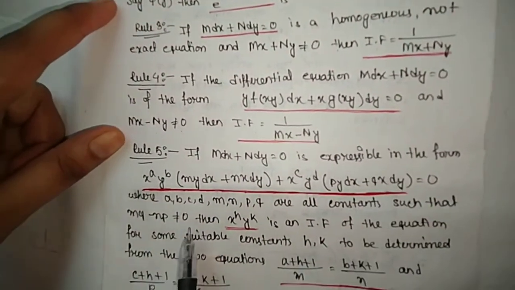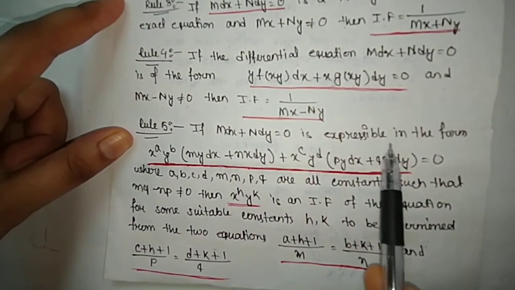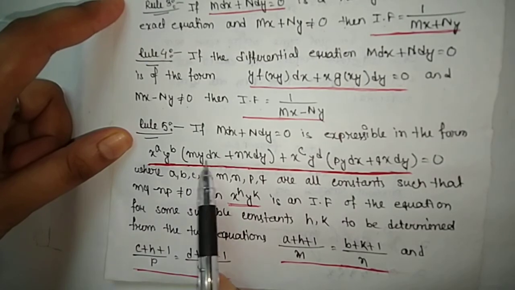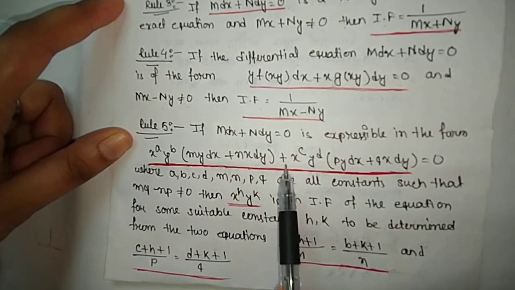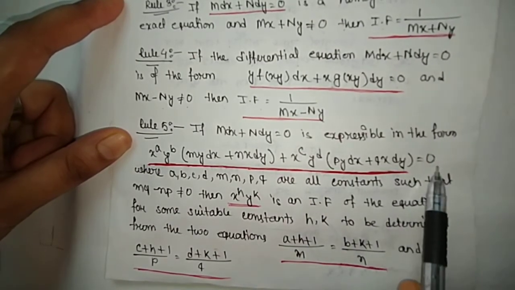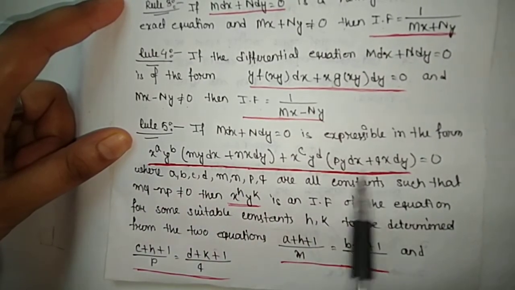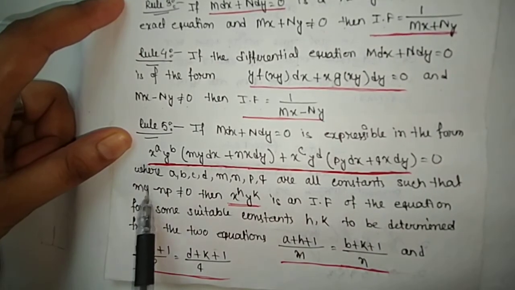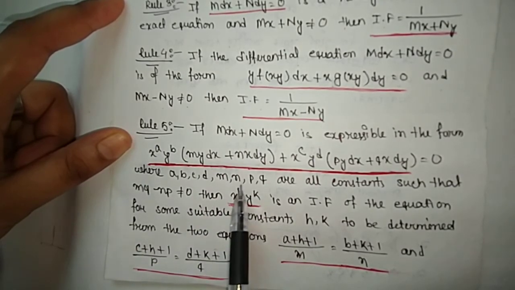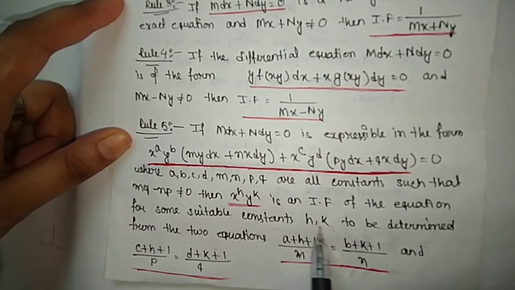Last rule, rule number 5: if M dx + N dy is expressible in the form x^a y^b (my dx + nx dy) + x^c y^d (py dx + qx dy) = 0, where a, b, c, d, m, n, p, q are all constants such that mq − np ≠ 0, then x^h y^k will be the integrating factor of the equation for some suitable constants h and k.